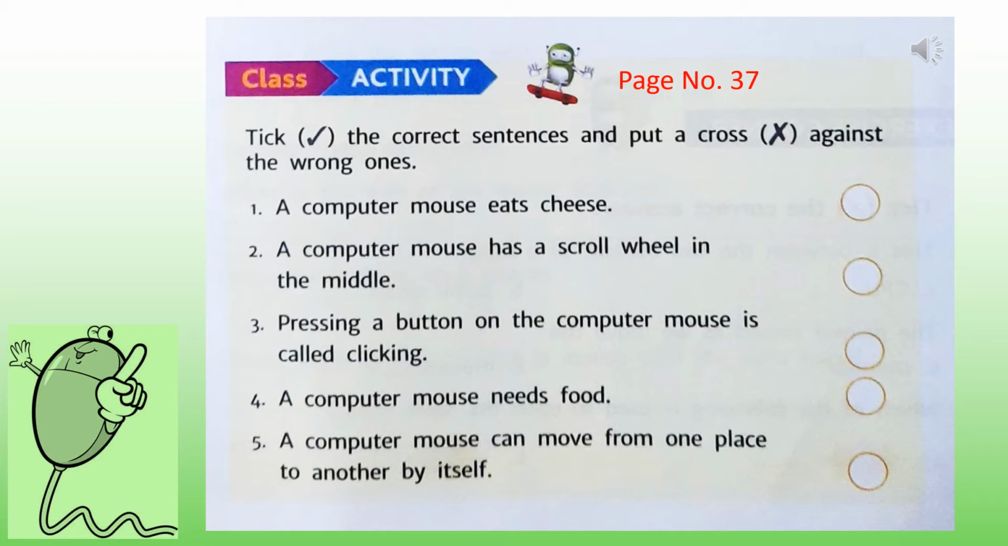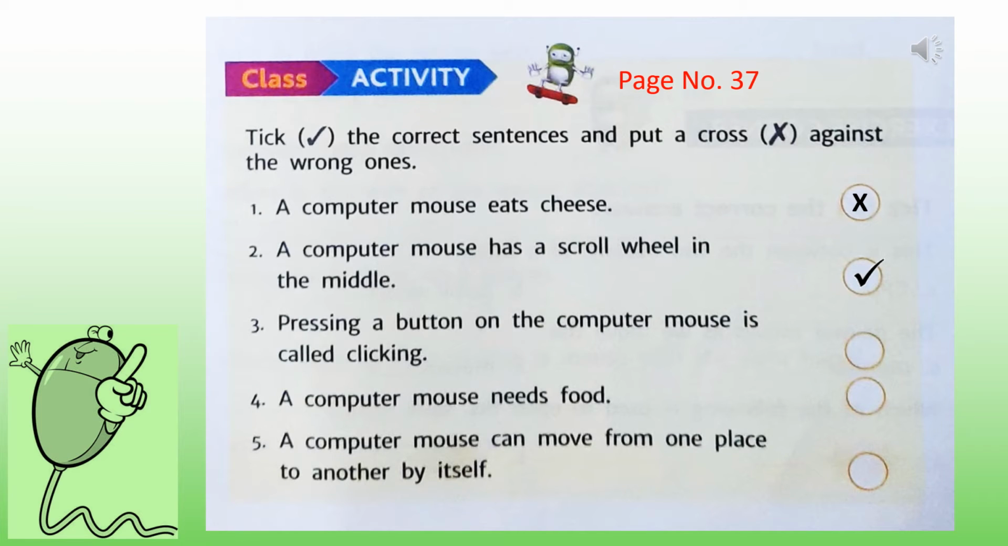So the first question is, a computer mouse eats cheese. Of course, it is wrong. We know who eats cheese, right? The next question is, a computer mouse has a scroll wheel in the middle. So we have learned this, that a mouse has two buttons and a scroll wheel in the middle. So the answer is right.